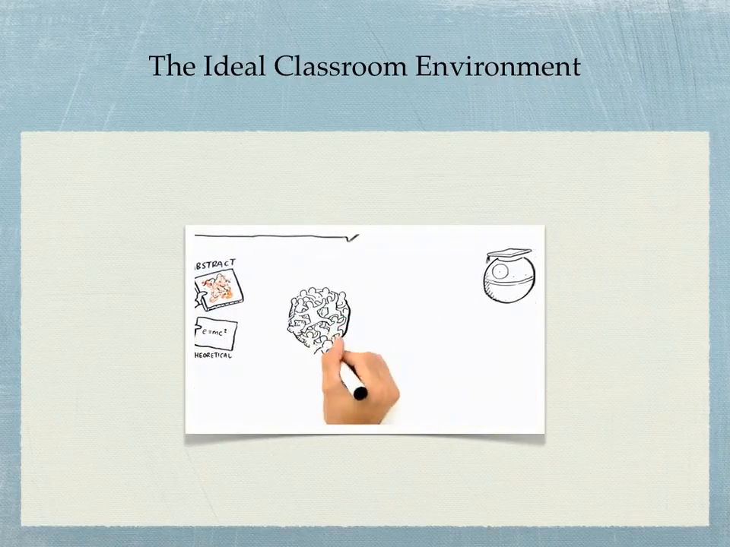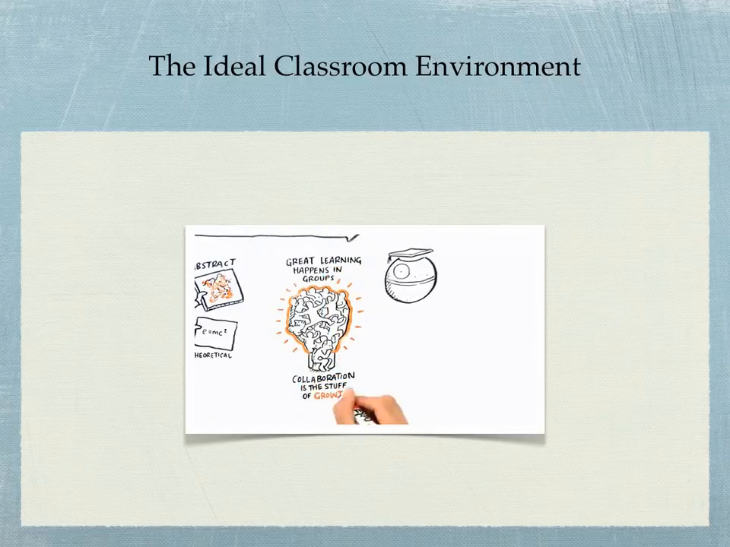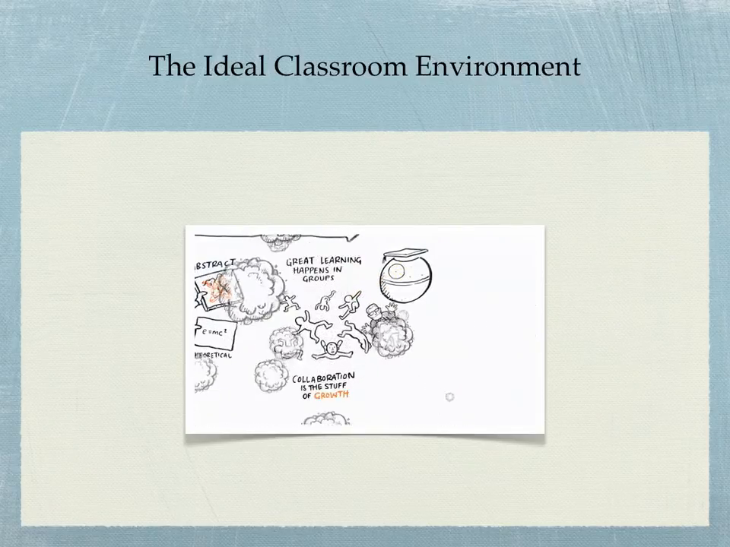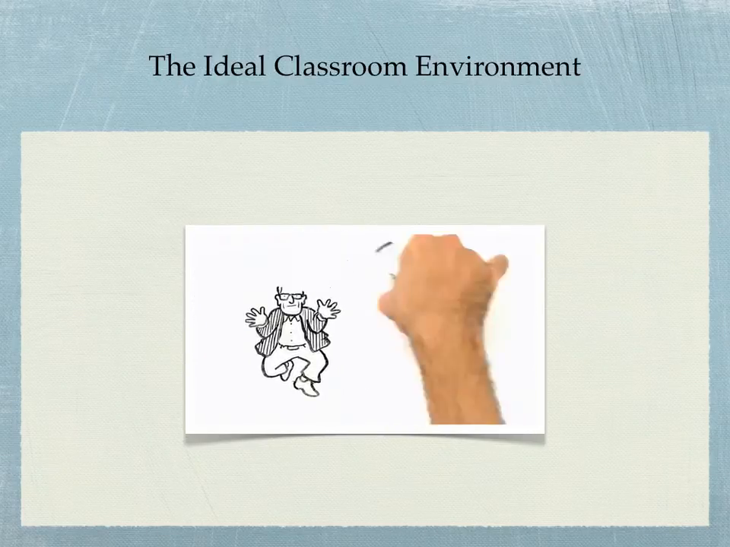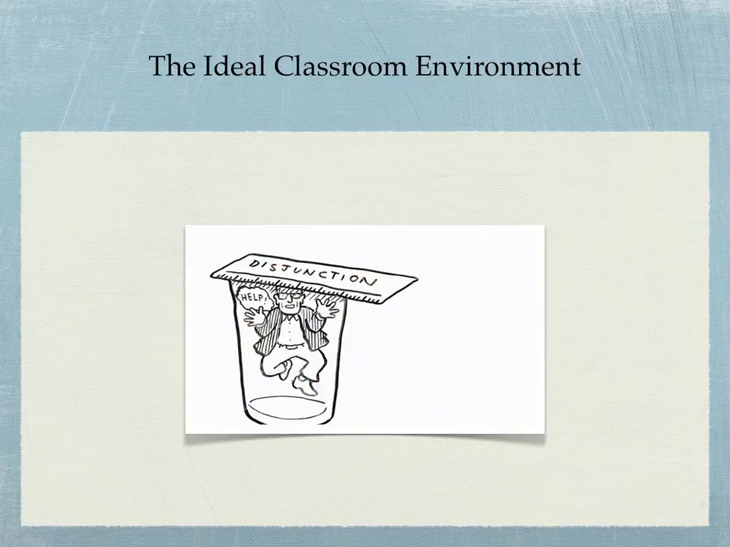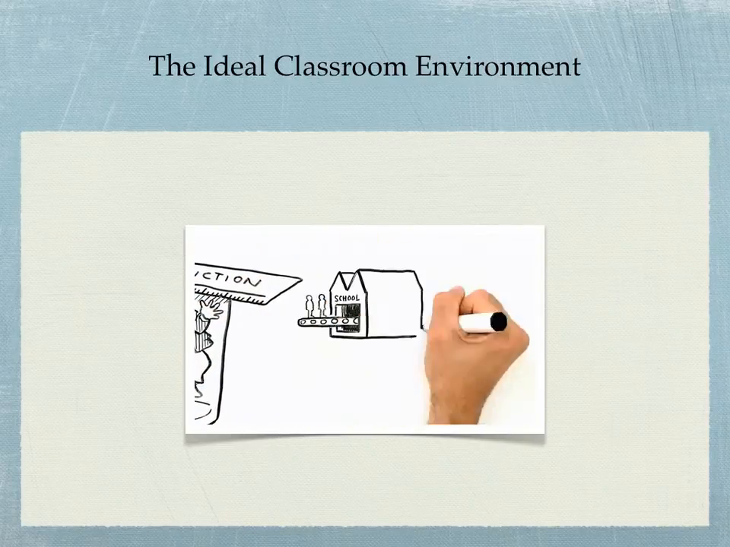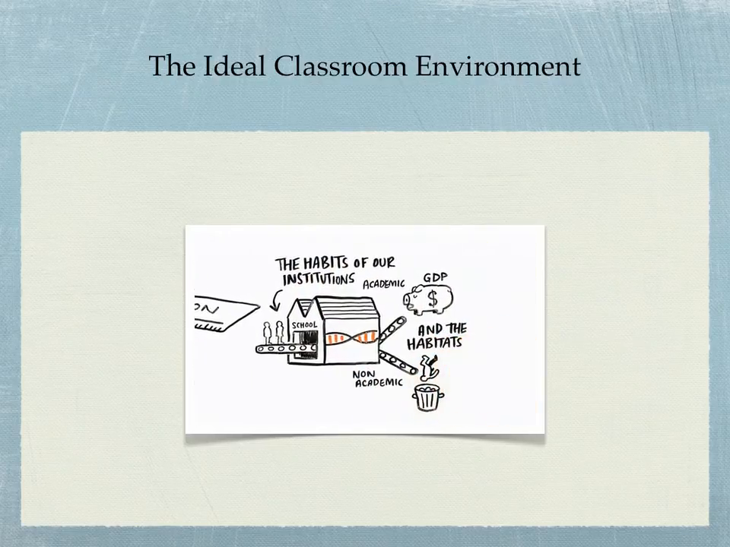Second, we have to recognize that most great learning happens in groups, that collaboration is the stuff of growth. If we atomize people and separate them and judge them separately, we form a kind of disjunction between them and their natural learning environment. And thirdly, it's crucially about the culture of our institutions, the habits of the institution and the habitats that they occupy.